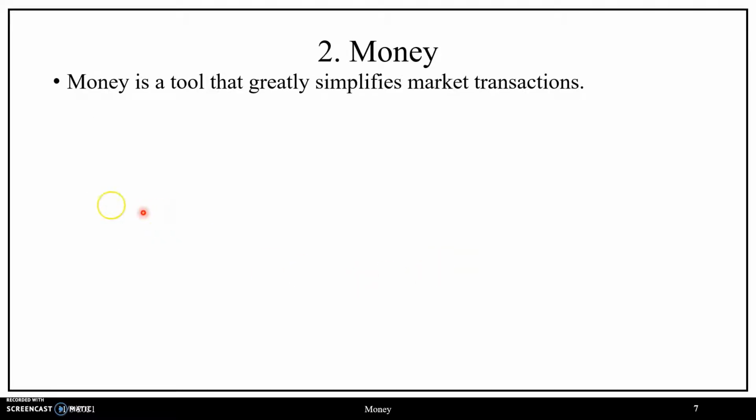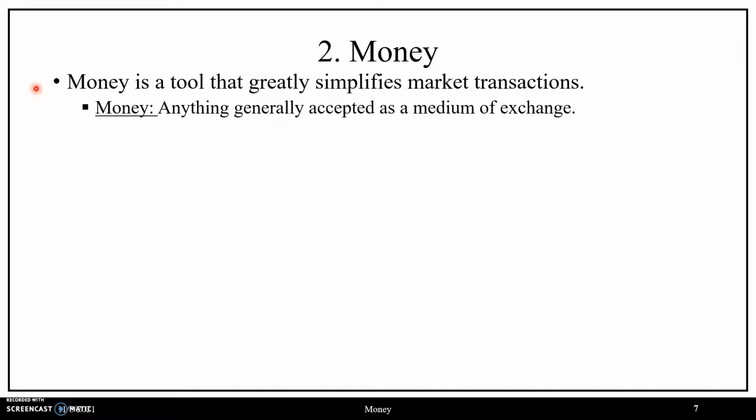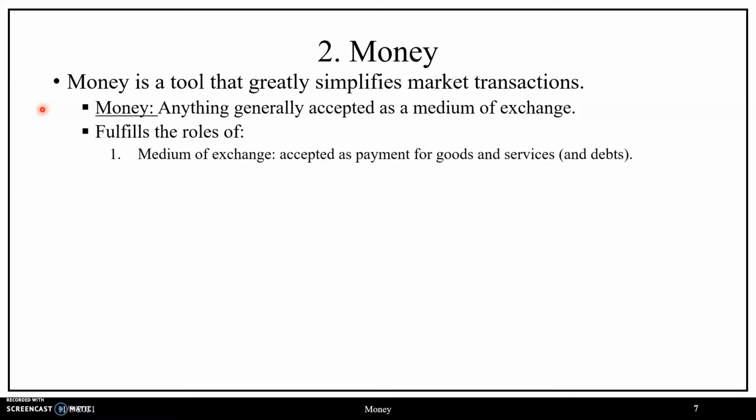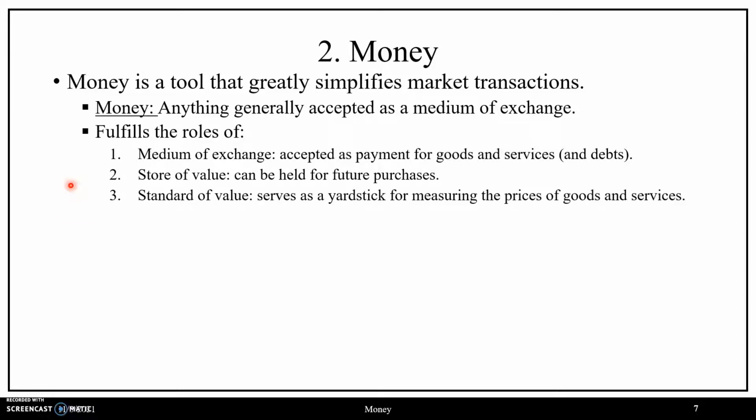Starting with money, money overall is a tool that greatly simplifies market transactions, where we can define money as anything generally accepted as a medium of exchange, where money will fulfill three roles. The first is that it's a medium of exchange in that it's accepted as payment for goods and services as well as for debts. The second role is that it's a store of value in that it can be held for future purchases. The third role is a standard of value in that it can serve as a yardstick for measuring the prices of goods and services.